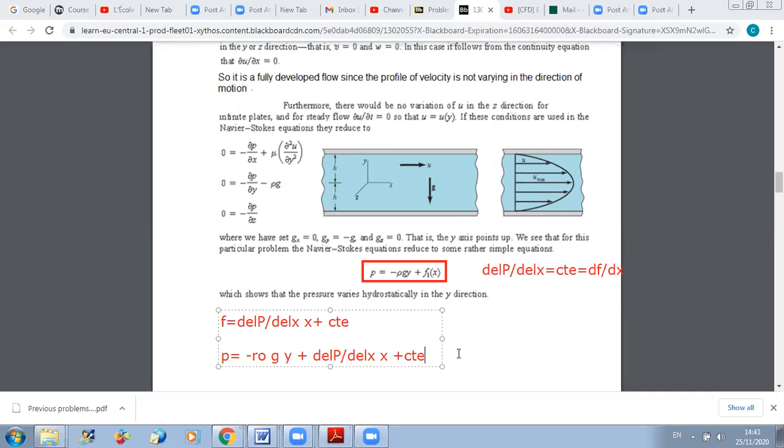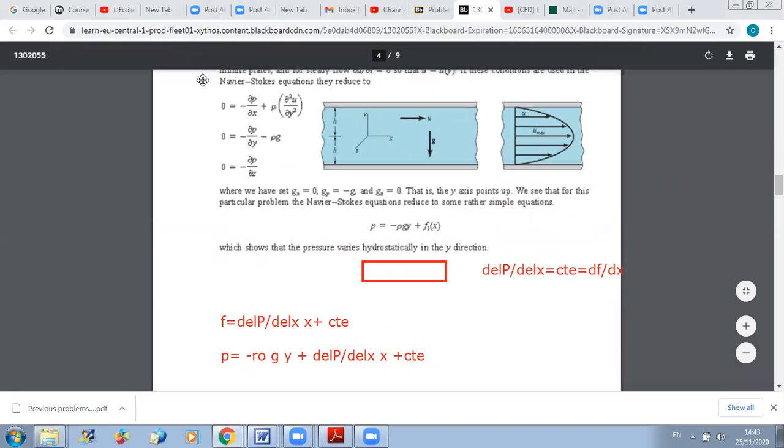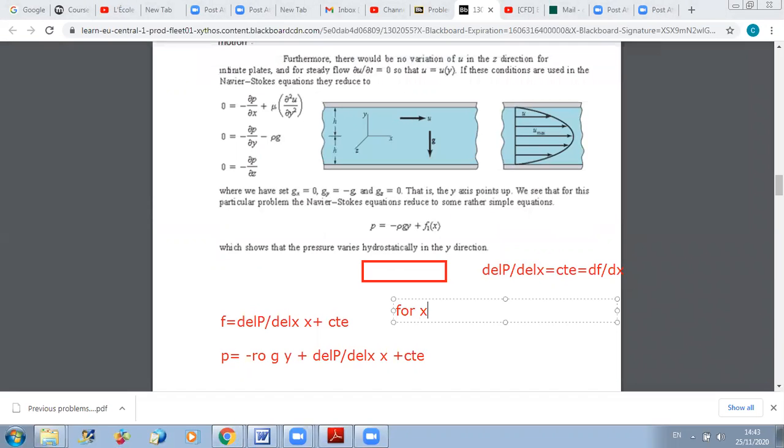For the constant, they should give you a boundary condition. So for example, if they tell you in the given that for X equals 0 and Y equals 0, we have that the pressure P is a certain value P0.